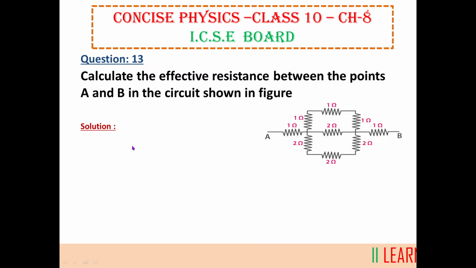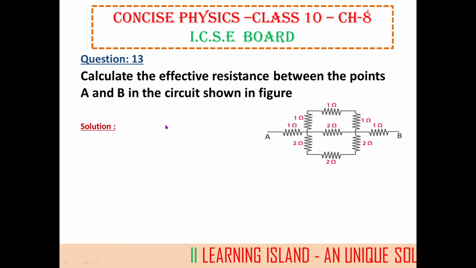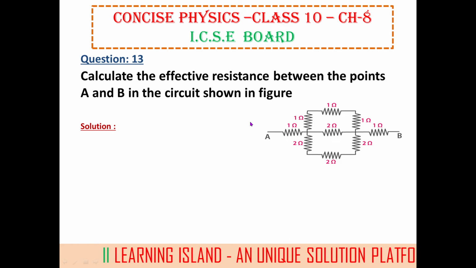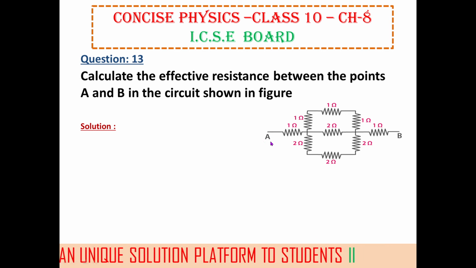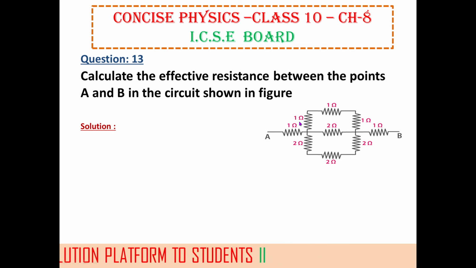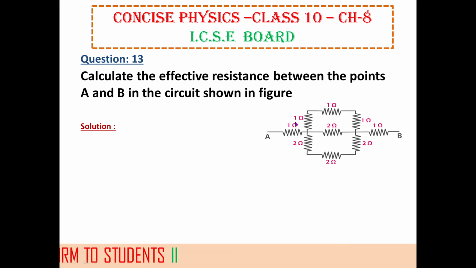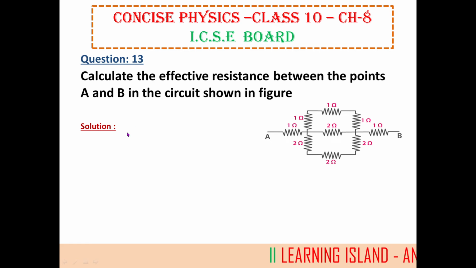Question number 13. Calculate the effective resistance between the points A and B in the circuit shown. Here you see this is a very complicated circuit. Not complicated if you solve it step by step. So you see here there are 1, 2, 3, 4, 5, 6, 7, 8, 9 resistances. So we'll have to find out the equivalent resistance. So let us simplify it like this.